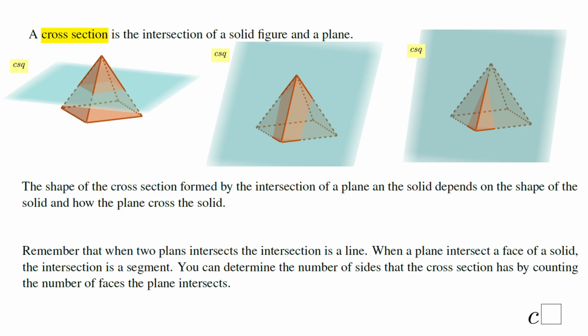Here I would like to remind you that when two planes intersect, they get a line of intersection, and when a plane intersects a face of a solid, you get a segment. And I said here you can determine the number of sides that a section has by counting the number of faces the plane intersects. So you can look and see how many faces the plane crosses, and then you know how many segments that cross-section has. And pretty much that's what I'm going to do here in this lesson.